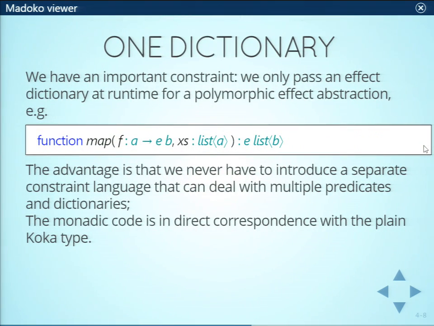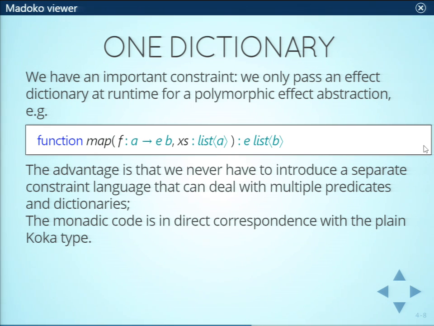There's one really important constraint in this whole work, and it's done to simplify both implementation and the formal treatment. I didn't want to introduce a new type language with new constraints. So we said we're going to pass at most one dictionary, and we're only going to pass it where an effect is abstracted. Here you see there's a big lambda E, for all E, and that's where a dictionary comes in. We never allow more than one to go in.